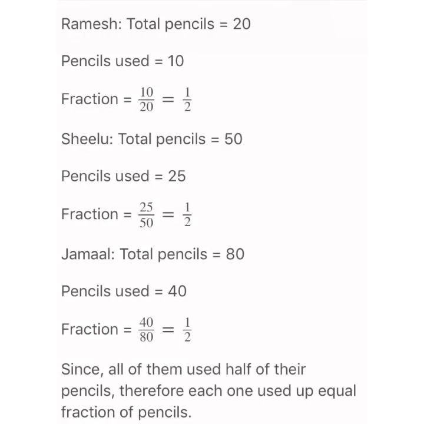Then Jamal had 80 pencils and he used 40 pencils. So what fraction of pencils did he use? 40 upon 80. And when we reduce it into simplest form, we get 1 by 2. That is half. Children, all of them have used half of their pencils. Therefore, each one used up an equal fraction of pencils.